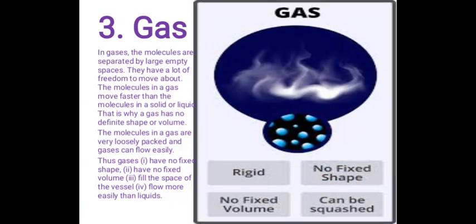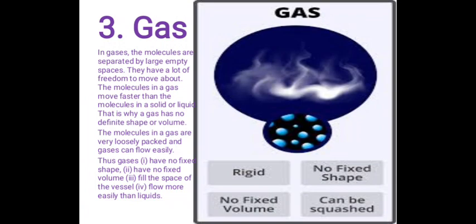Gas. In gas, the molecules are separated by large empty spaces. They have a lot of freedom to move about. The molecules in gas move faster than the molecules in solid or in liquid. That is why gas has no definite shape or volume. The molecules in a gas are very loosely packed and gases can flow easily.